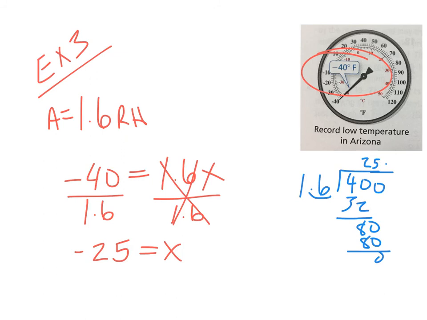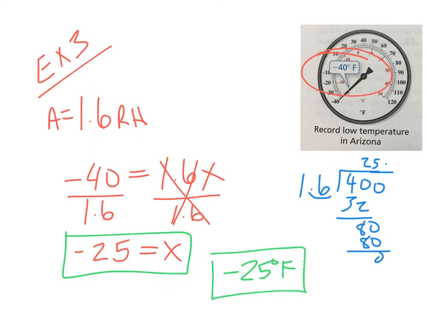All right, so the record low in Rhode Island is what? Negative 25 degrees. Fahrenheit, yeah. This is a word problem. We're still labeling it. And with degrees, the nice thing is you just have to put that little circle and then F for Fahrenheit.